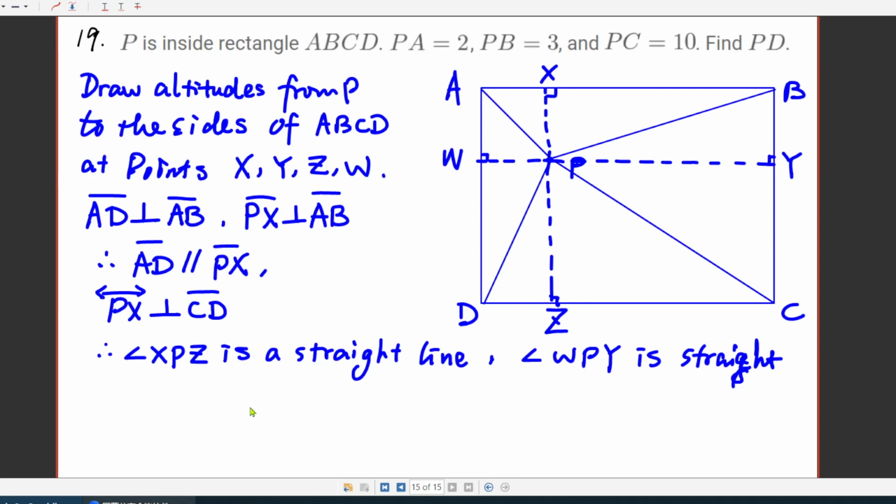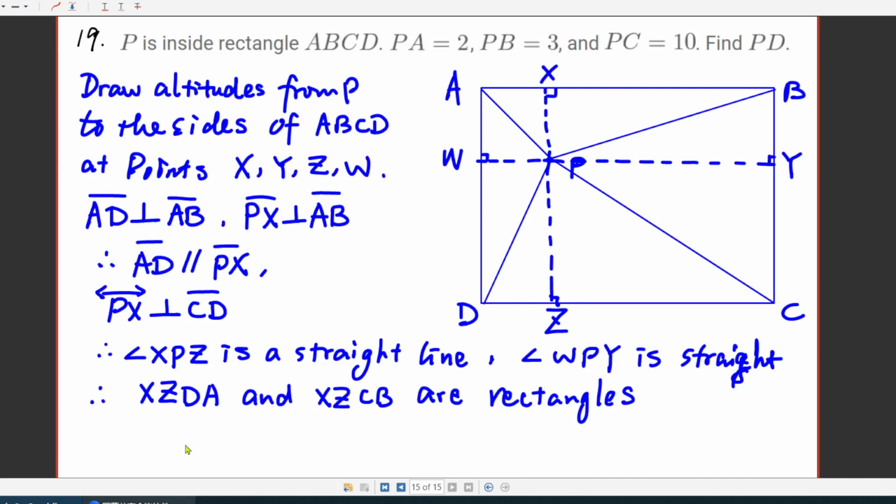And therefore, we know AXZD is a rectangle, and BXZC is also a rectangle, right? Two rectangles. And therefore, we know AX must equal DZ, right? And also BX equals CZ.